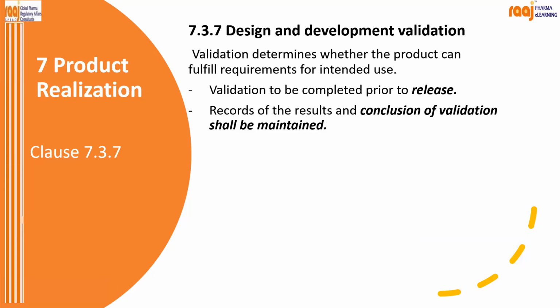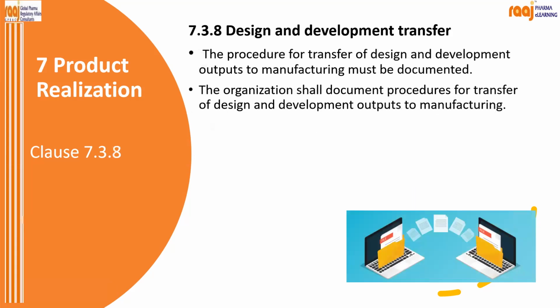And all the records, like the validation report and process validation protocol, you have to maintain. Then once you are confident about design validation, you are ready to transfer from R&D to production, correct? So the design transfer output to manufacturing must be documented, and the organization shall document a procedure for transfer of design and development output to manufacturing.